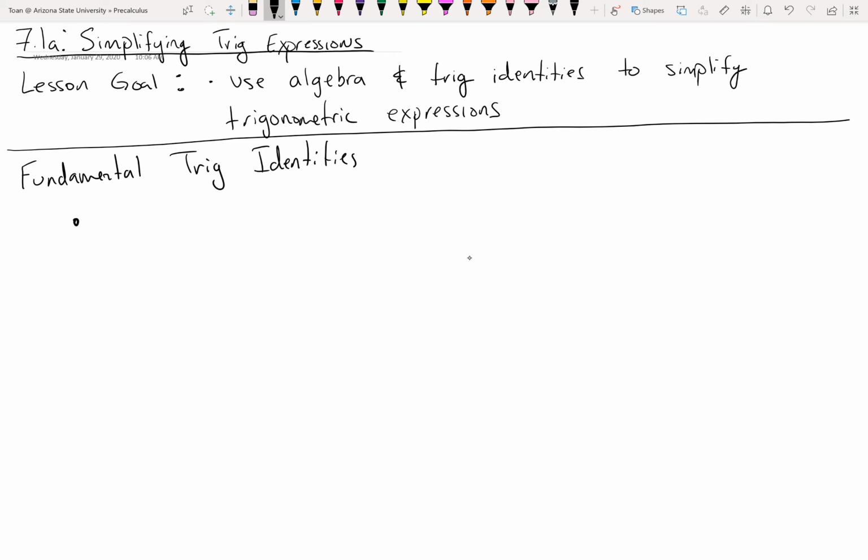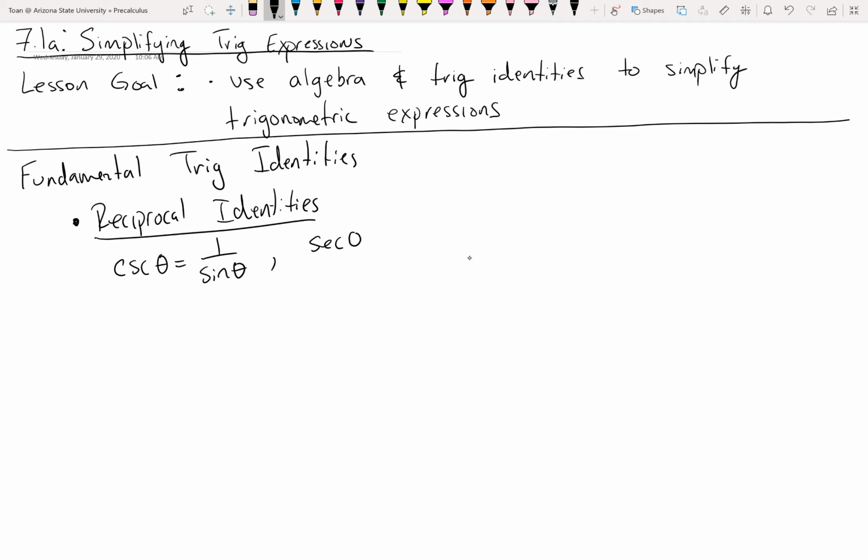The first I want to cover are called the reciprocal identities. These are the facts that relate the trig functions to each other via reciprocals. In other words, we should know that cosecant of theta, by definition, is the reciprocal of sine. Secant of theta, by definition, is the reciprocal of cosine. And cotangent, by definition, is the reciprocal of tangent.